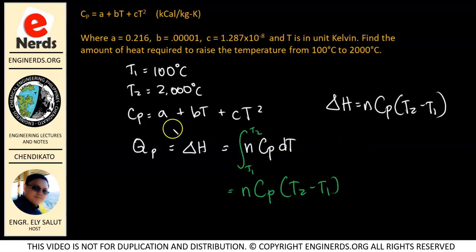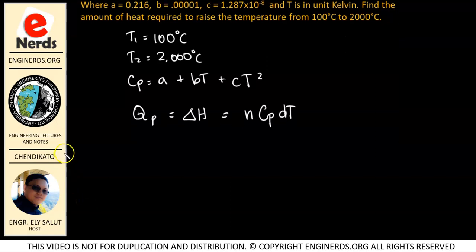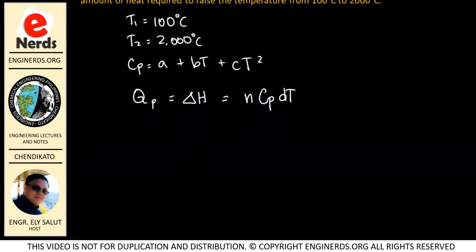But in this case, our Cp is not constant. It is given by this equation. So therefore, we cannot use this equation. We cannot use this because our Cp is not constant. Okay, so what are we going to do in order to solve this problem? So we need to actually calculate for the value of delta H, but our Cp is not constant. So therefore, we need to take the integral of our equation in here.